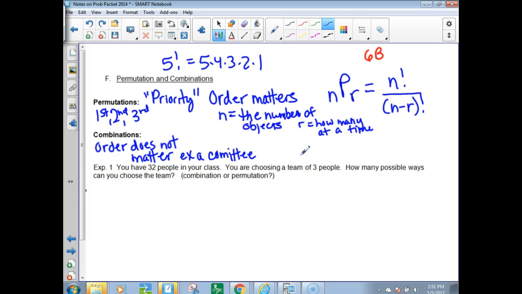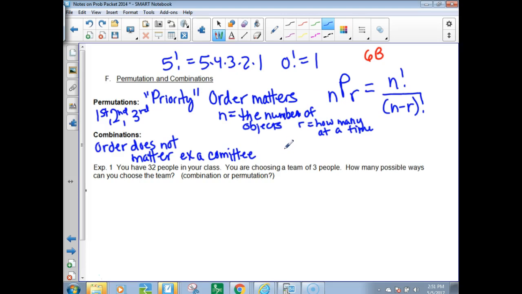All right, before I go on, we need to know also that 0 factorial is 1. 0 factorial is 1. So nothing factorial is 1. That makes sense? All right.